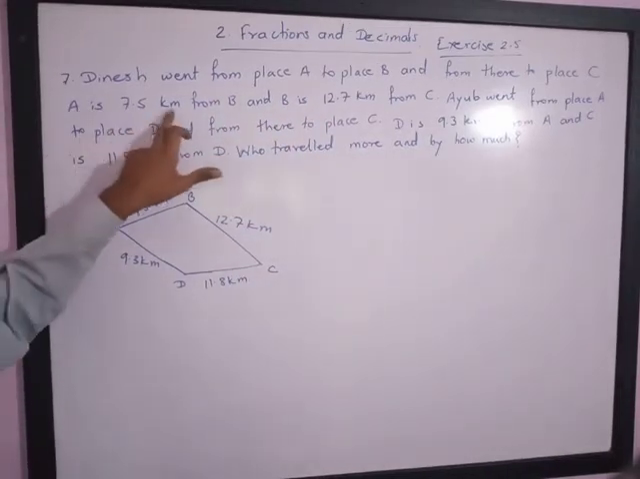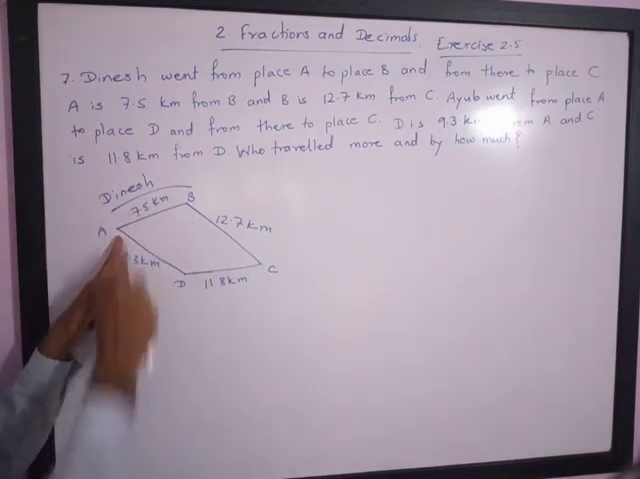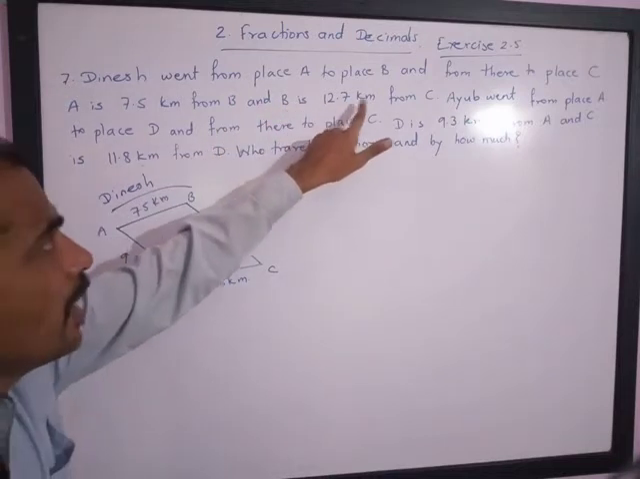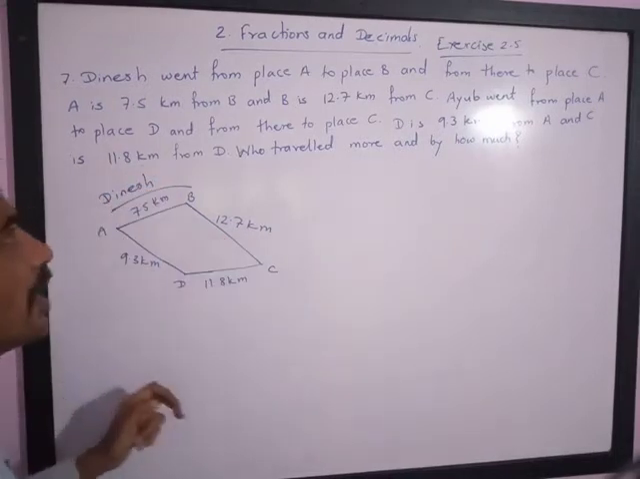A is 7.5 kilometers from B. The distance between A and B is given to us as 7.5 kilometers. And B is 12.7 kilometers from C. The distance between B and C is 12.7 kilometers.